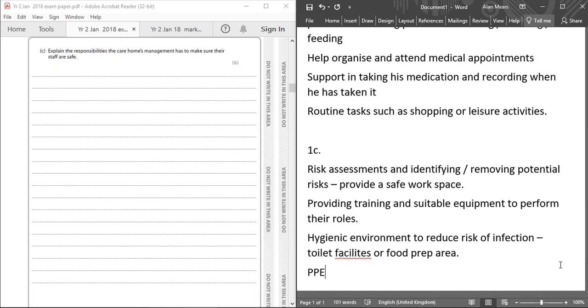PPE, I'm just going to pop that there. That's a really good one. A concept that, in 2018, when this paper was written, probably many people outside of the health and social care context were probably unfamiliar with the phrase PPE because it was quite a specialist idea and term. COVID hit. Now everyone knows what PPE means. So again, personal protective equipment. Has it been provided? Have they got masks, gloves, aprons if they need them? So again, that's something the care manager should be doing to make sure staff are safe.